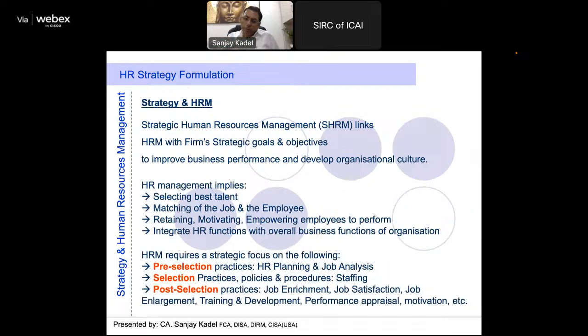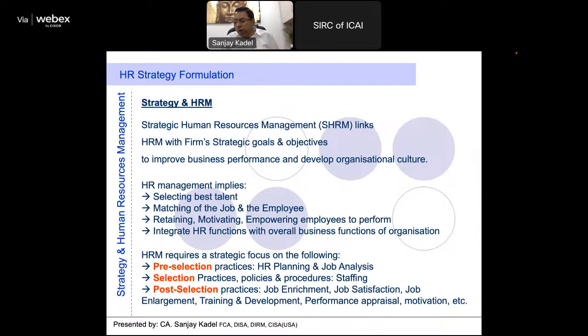Now, in the human resource function, generally three types of practices are followed or adopted. One is pre-selection related practices, then selection practices, and then post-selection practices. Pre-selection includes HR planning and job analysis. That is before selecting the employees. Selection practices include staffing, which is the actual process of recruitment. Post selection, you have already onboarded the employees. Now, what activities or functions do you have to do?